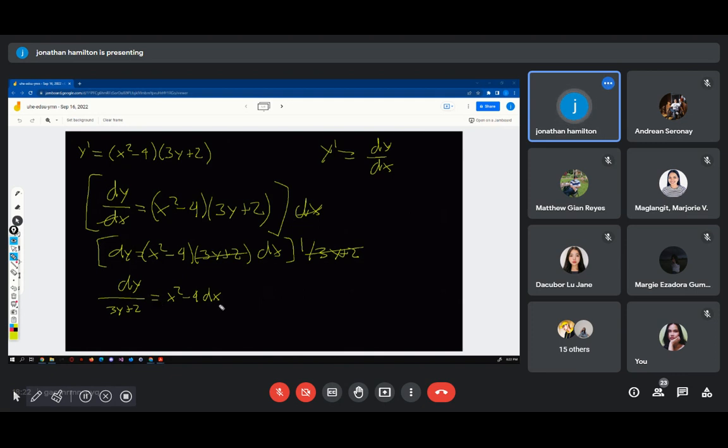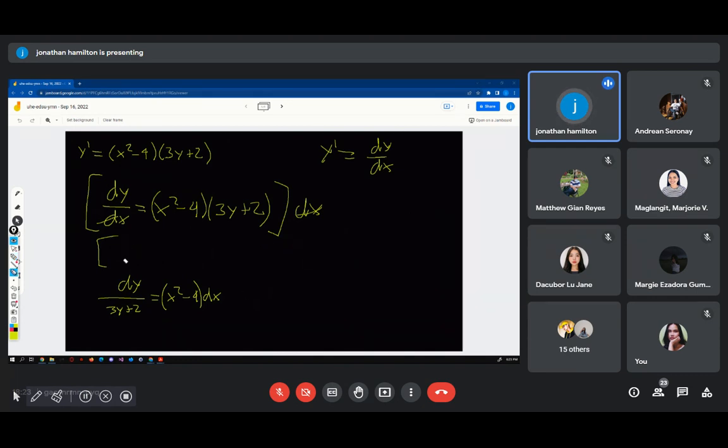Now that we're left with this, if we move everything to one side, we're able to get the equation of M(x) dx plus N(y) dy is equal to 0. So for convenience, we can also start solving the equation at this point.